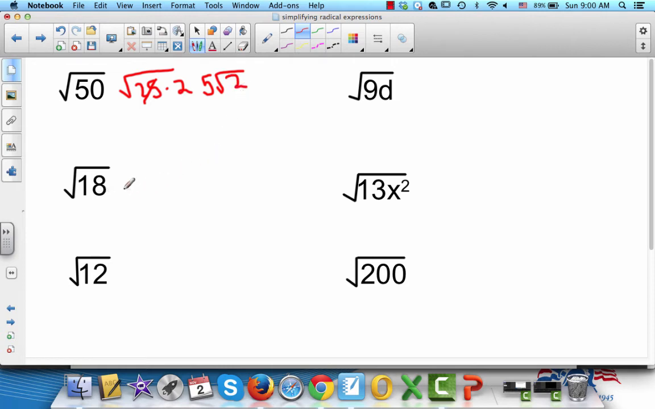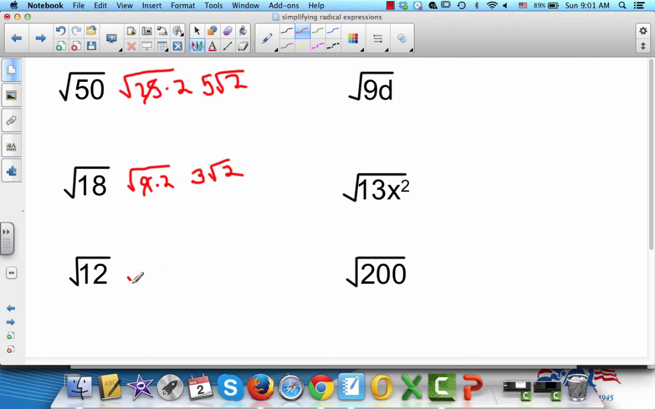On this one, you've got the square root of 18. So let's break it down into the square root of 9 times 2. Which gives us 3, which is the square root of 9. Mark out the 9, and you're left with 2 on the inside. Now it's not always going to be 2 on the inside, but 2 is a popular number because it's a prime number, okay?